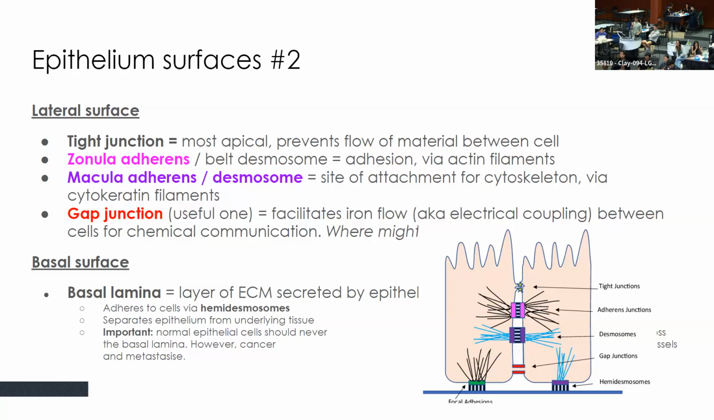You also have the zonula adherens, which just adhere the cells together, the macula adherens or desmosomes, which is the site of attachment for the cytoskeleton via the cytokeratin filaments. And you also have the gap junctions, which, if you have to take one of these as the most high yield, I would say it's this one. It facilitates ion flow, otherwise known as electrical coupling, between the gaps for chemical communication.